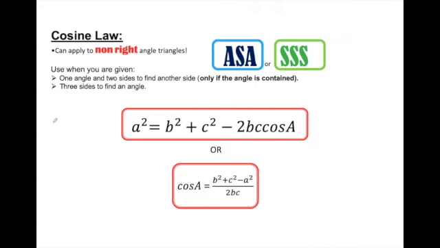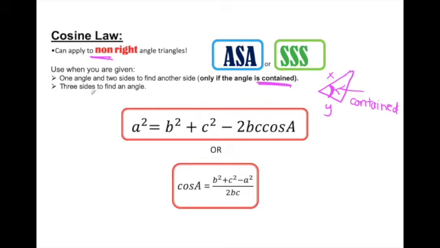So for the cosine law, remember again, non-right triangle, and you are given two different pieces of information. So you're either given one angle and two sides to find another side, which means that it has to be contained. If you're given a triangle, here's your angle that you're given, you would know these two sides. That is a contained angle in between there. Or you may have heard of embedded angle as well. But it has to be between two given sides.